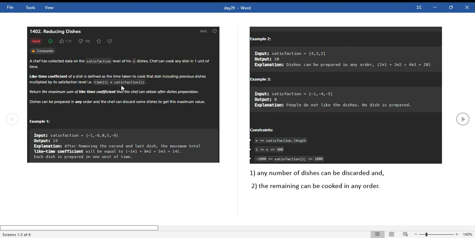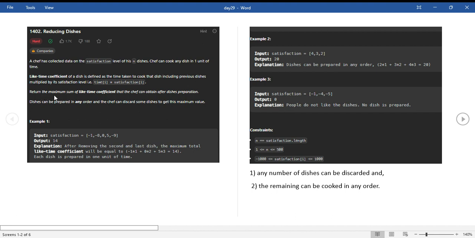So the 3 units of time I need to multiply with the satisfaction of i. Satisfaction of i means a member in this satisfaction array. But when it comes to time, I have to take the cumulative time. For example, if I'm at the third dish, it will take 3 units of time. So time of i will be 3 units multiplied by the satisfaction of i, which comes from this array. This is the important one: the like-time coefficient of a dish is defined as the time taken to cook the dish, including previous dishes, multiplied by the satisfaction level. Please keep that point in mind. You have to include the previous dishes' time as well.